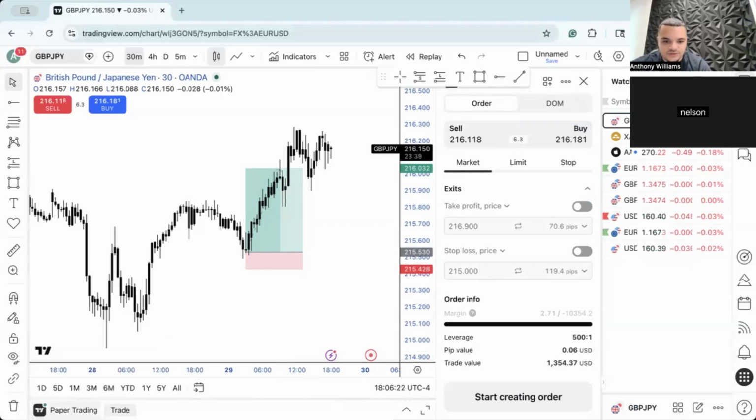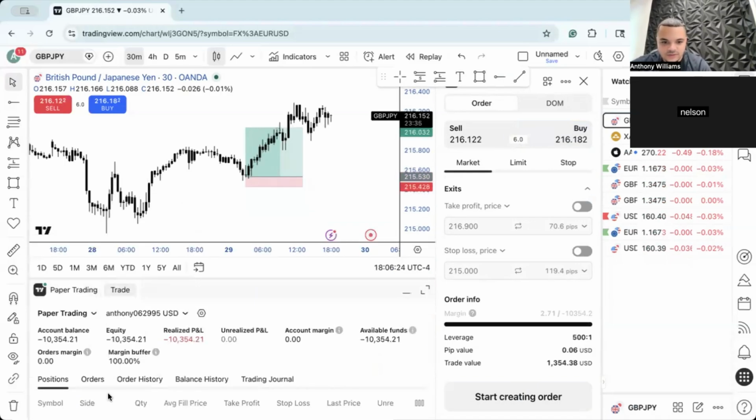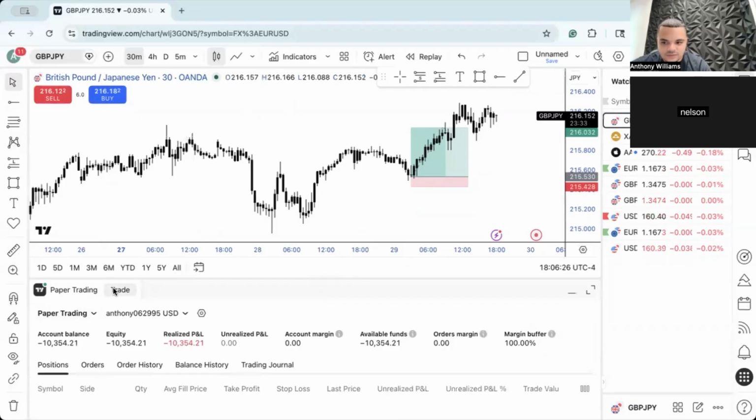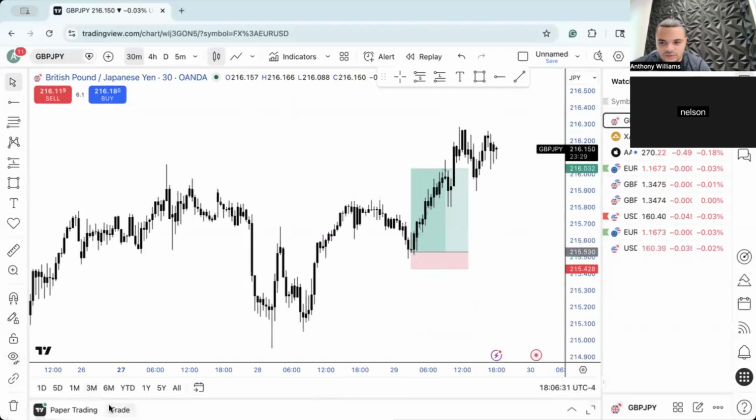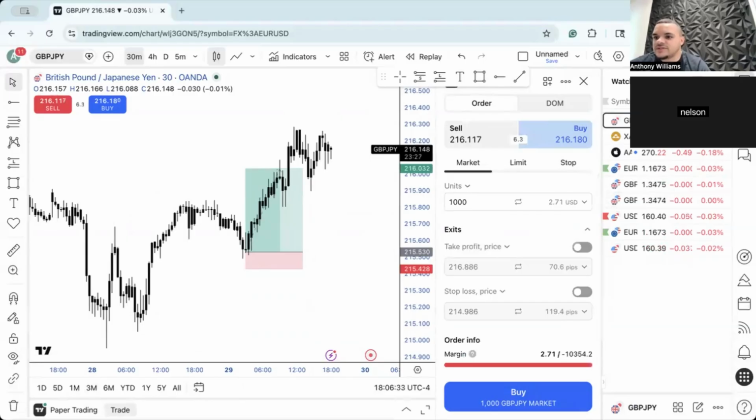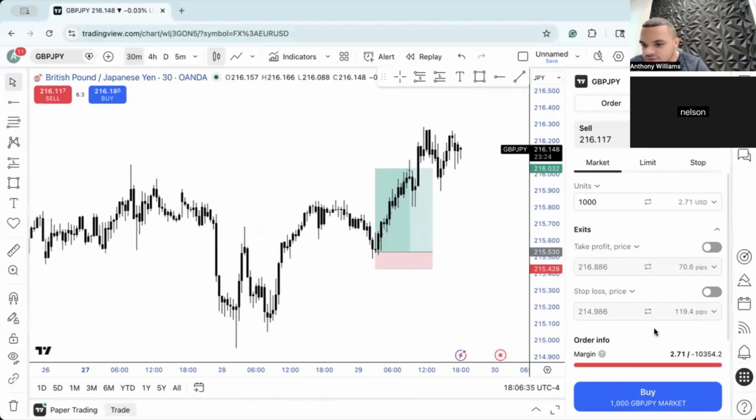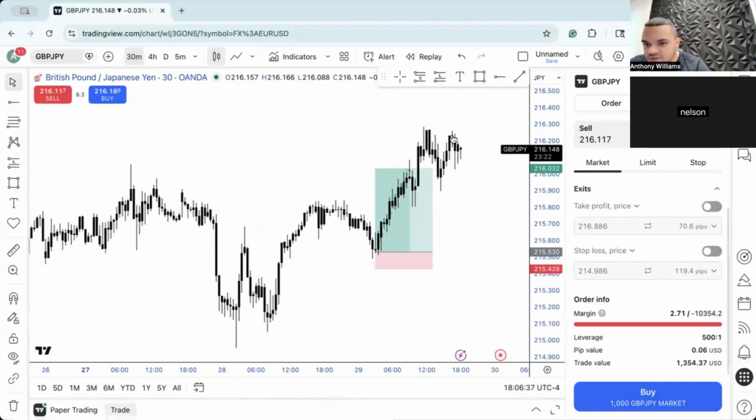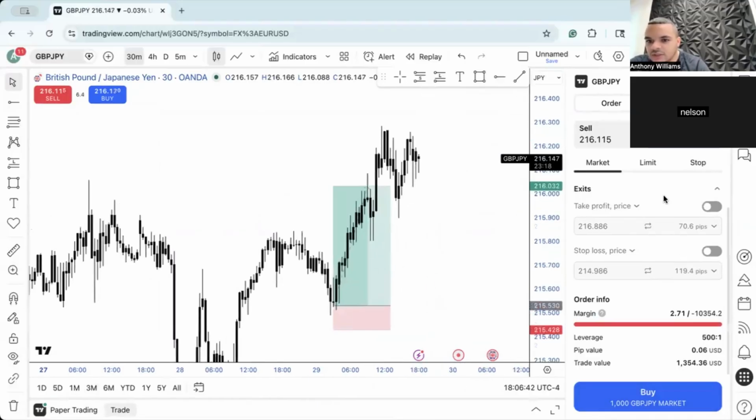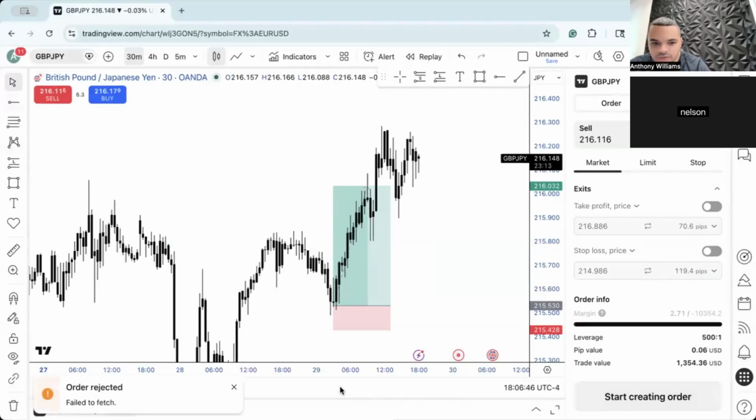Close all this. Are we in a trade? So you're on market, not limit. Is that something different? Hold on, let me open it up and see, because I've never traded on here. Today's Wednesday, so the market should be open. Yep, it is. All right, let me see, creating order. Order rejected, failed to fetch. Why is it failed to fetch? Do you see this thing right here?